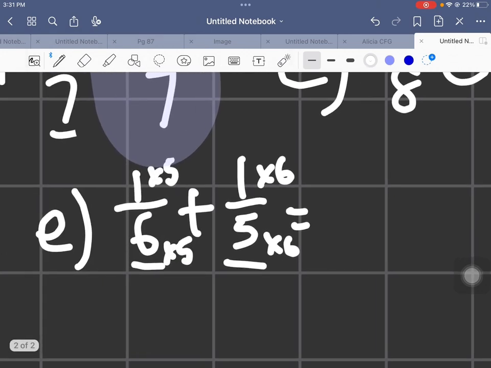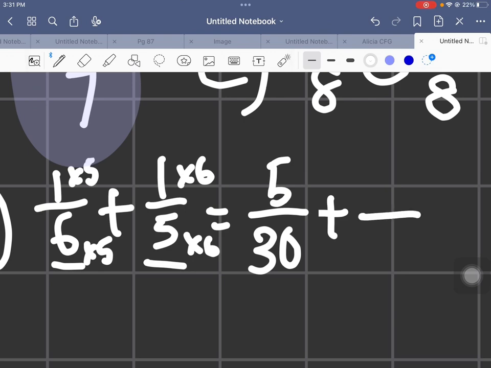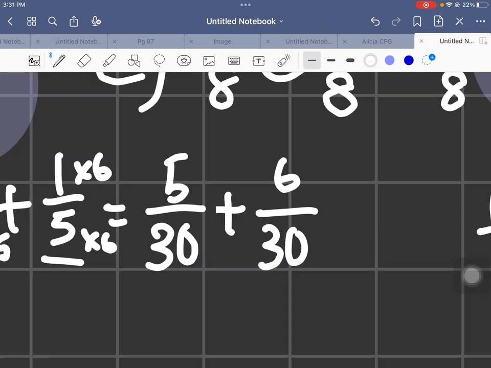Question E. As you can see here, the denominator is not the same. One is 6 and one is 5. In this situation, we need to make the denominator the same by multiplying 5 or 6 in order to get the common multiple, which is 30. 6 times 5 equals 30. 1 times 5 equals 5. And we'll do the same thing here, 36. After that, we can just add them. We'll get 11 over 30.